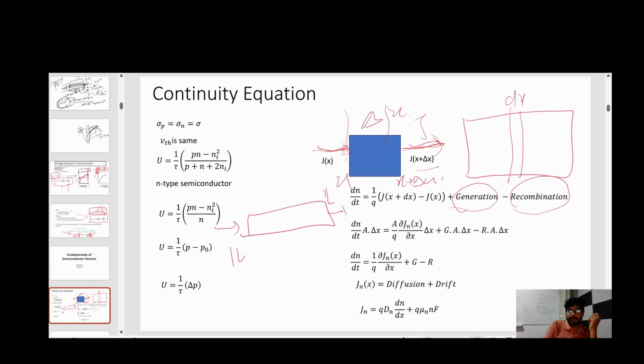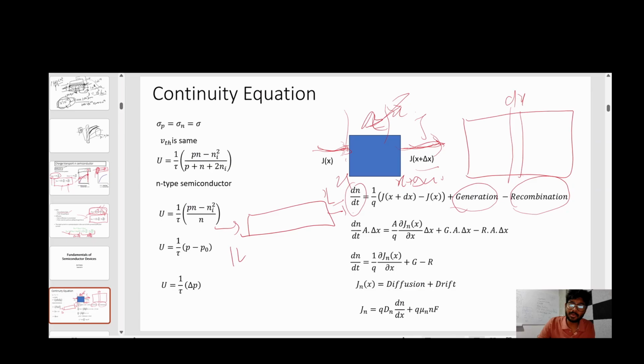So this is the change in carrier concentration in this region. dn by dt is the change in the electron concentration with time, measured per centimeter cube. Let us come directly to this. The change in carrier concentration, dn by dt, is equal to 1 by q del Jn by del x, plus generation minus recombination. Recombination is n by tau, the recombination rate, and you can put Jn here.